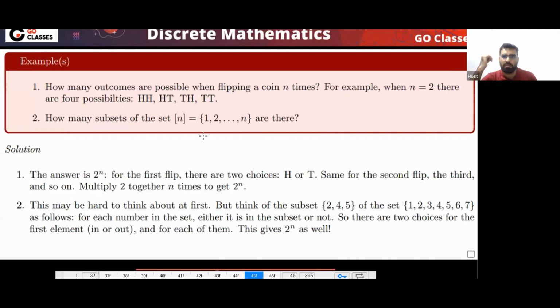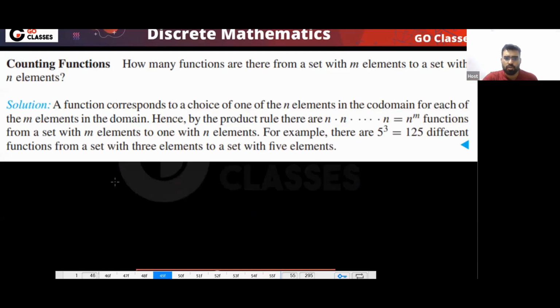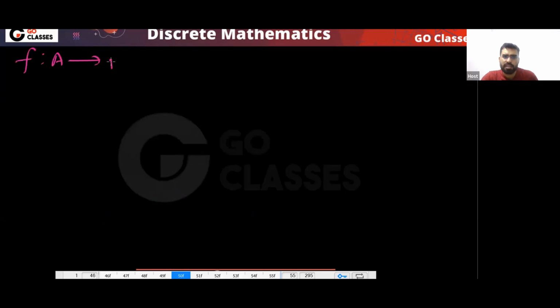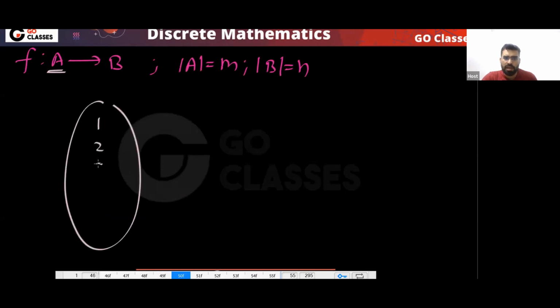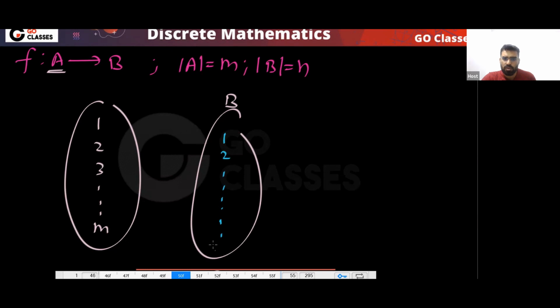Let's see how many functions we have from a set of m elements to a set of n elements. How many functions do we have from set A to set B, where the cardinality of set A is m and the cardinality of set B is n? This is given to you. Remember, in A you have a total of m elements, and in B we have a total of n elements.